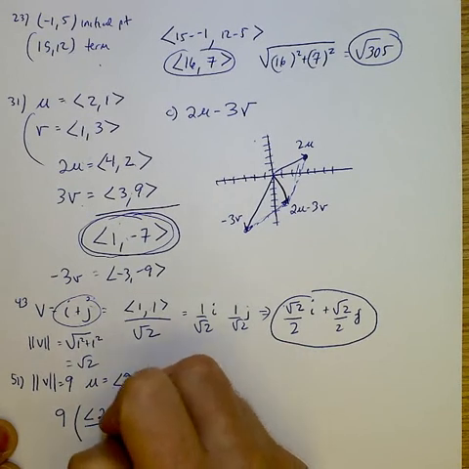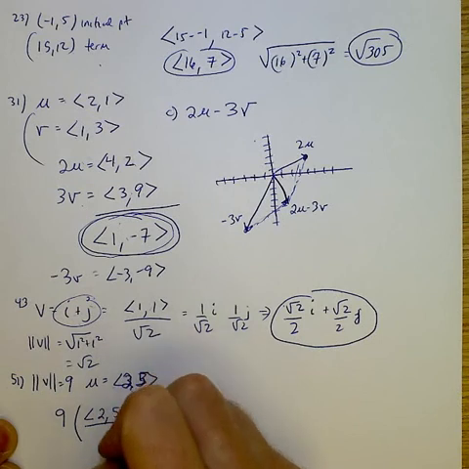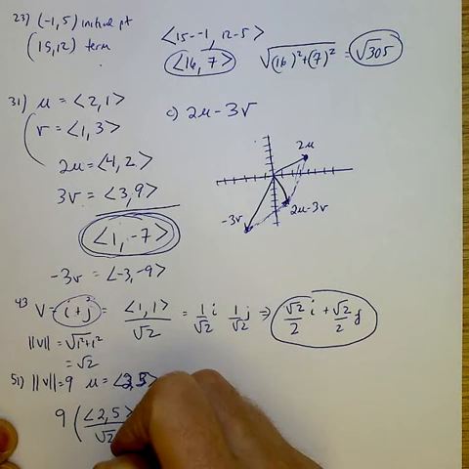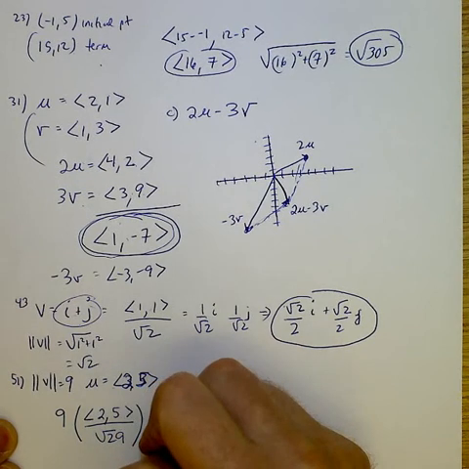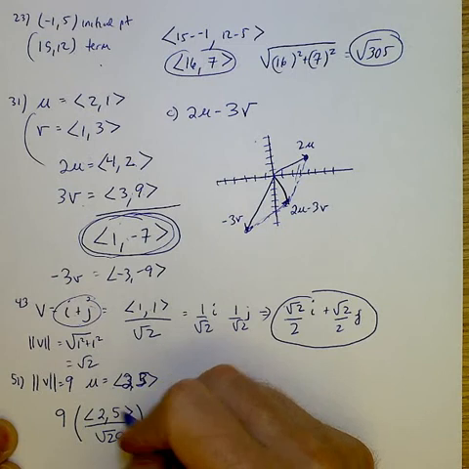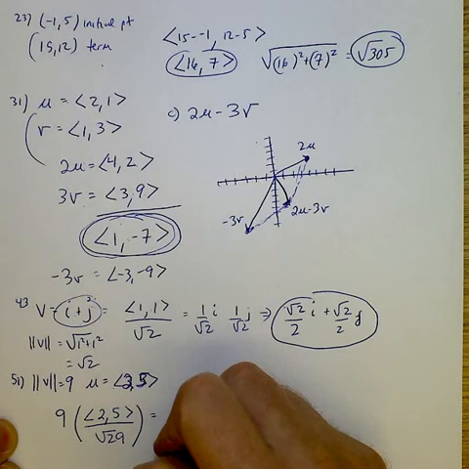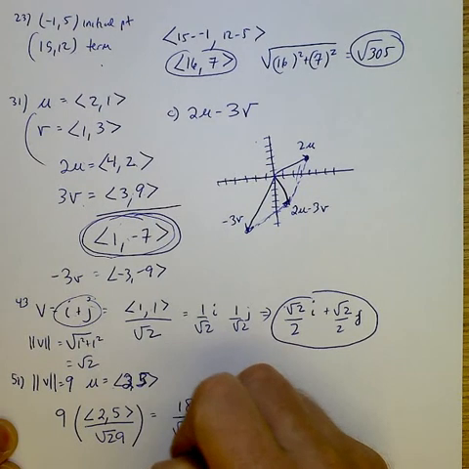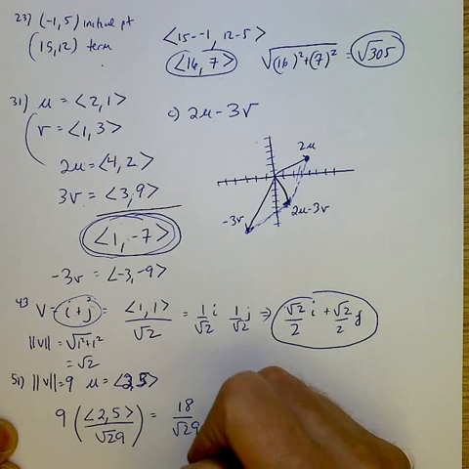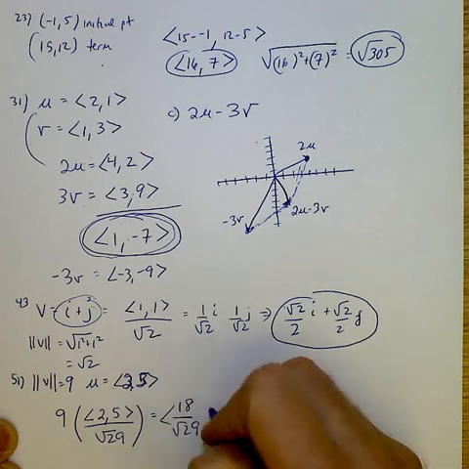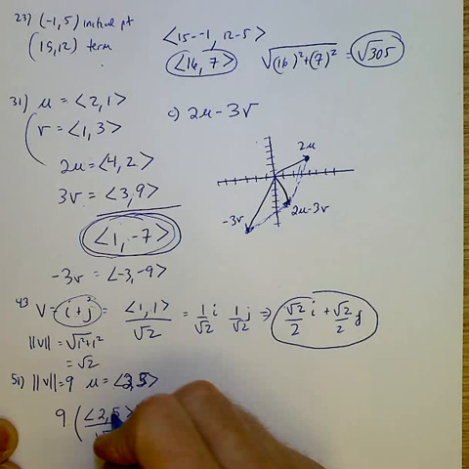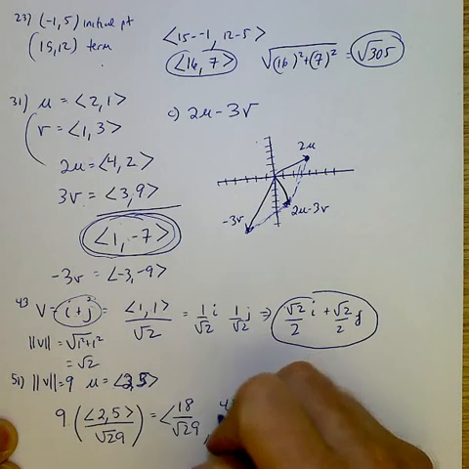2 squared is 4 and 5 squared is 25. 25 plus 4 is 29. This is the square root of 29. And so the vector that we're looking for will be 9 times 2, which is 18 over root 29. They asked for the answer in component form here, I think, so we'll leave it in component form: 18 over root 29, and 9 times 5 is 45 over root 29.